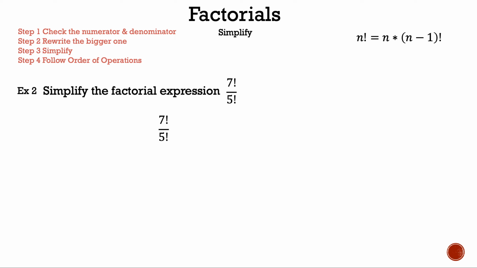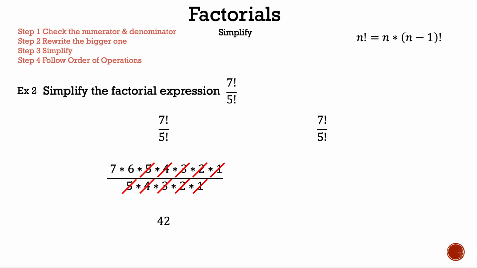Let's write down 7 factorial over 5 factorial so we can show our work. We're going to use definition 1 to write out each number down to 1. So 7 factorial is 7 times 6 times 5 times 4 times 3 times 2 times 1. And we have 5 times 4 times 3 times 2 times 1 for 5 factorial. Now we can cancel any numbers that are in the numerator and denominator. So the 5, 4, 3, 2, and 1 cancel out, and we're left with 7 times 6 in the numerator, which is 42.